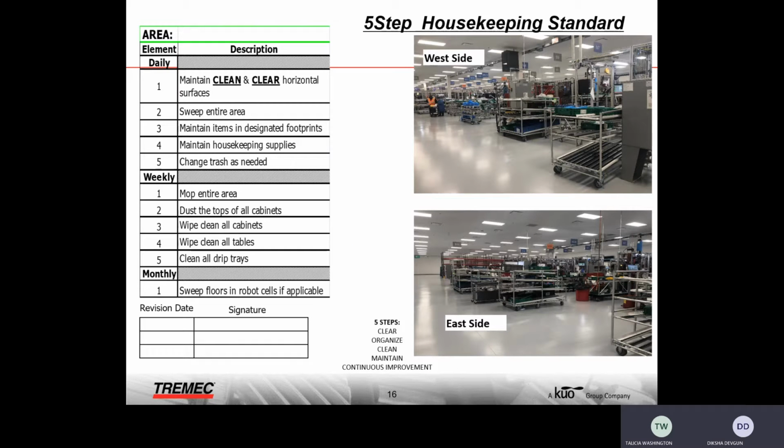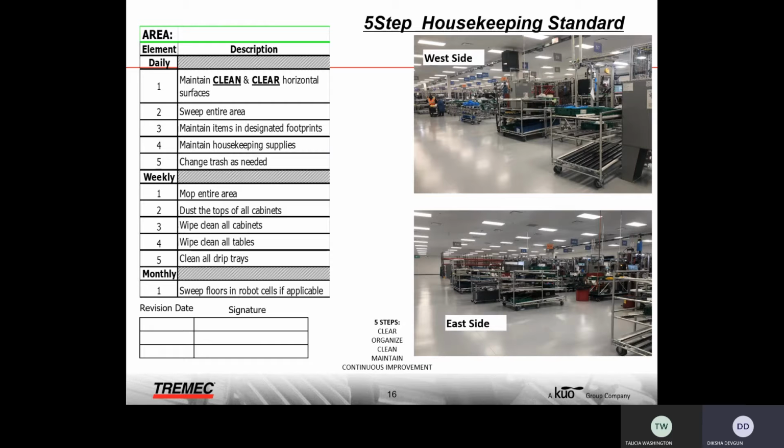Now that we have learned all of this, this is a sheet that we use to audit our own stations and to do daily tasks, weekly tasks, and monthly tasks. On a daily basis, we're going to maintain clean and clear horizontal surfaces, sweep the entire area, maintain items in designated footprints, maintain housekeeping supplies, and change trash as needed. And then on a weekly basis, we're going to mop the entire area, dust the tops of all cabinets, wipe clean all cabinets, wipe clean all tables, and clean all drip trays. And then on a monthly basis, we're going to sweep floors and robotic cells. There are 3 robotic cells.